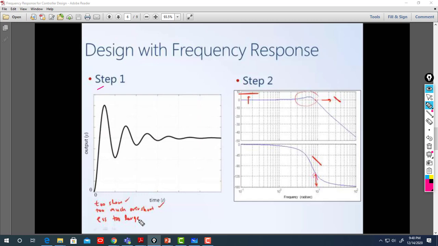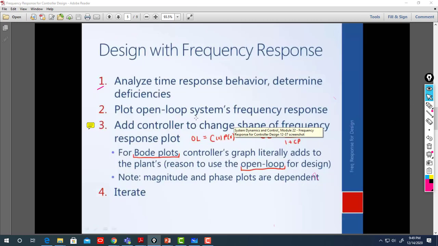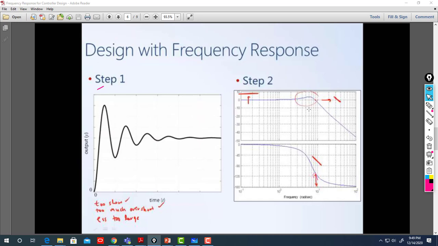So that's why this is the first step, and I need to reshape it this way, here, and then here maybe. To make it faster, improve the phase margin to reduce the overshoot, and improve the gain at low frequency to reduce the steady state error. That's why we said at the beginning it's very important to understand and link the time response to the frequency response. So analyze time response behavior, determine deficiencies. Then plot the open loop system frequency response. That's step 2, open loop frequency response.